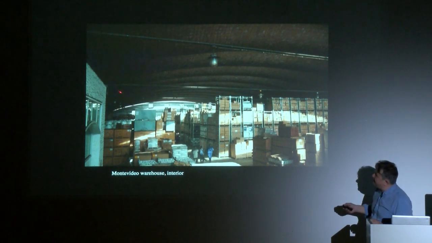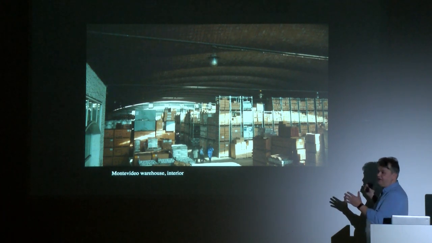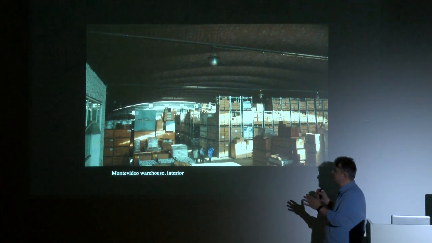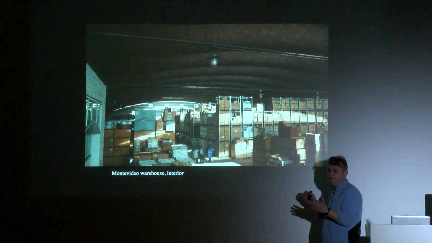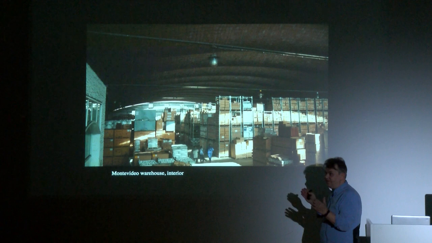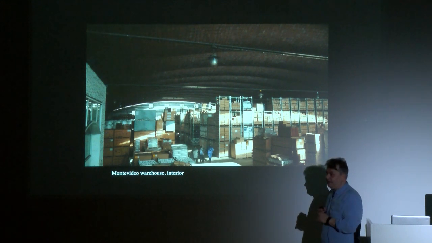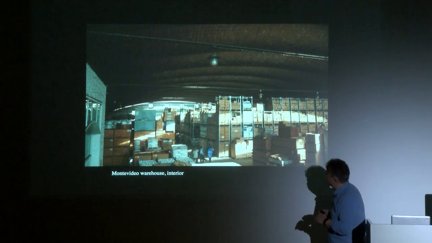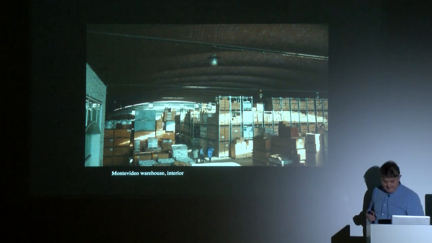Because he was fixing to existing walls, he had to incorporate the ties. But there's no internal structure in this building at all. It's completely column-free. So it's 50 meters by about 80 or 90 meters with no columns in it. So it makes it much better space for storing from the boats that are coming in and out of Montevideo.